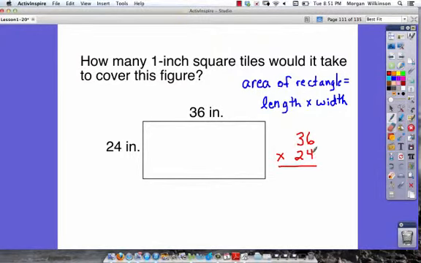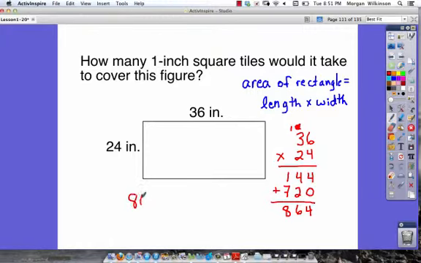Let's go through the math. We've got 4 times 6, that's 24. We're going to carry the 2. 4 times 3 is 12, plus 2 more, gives us 14. We've got 0 as a placeholder. 2 times 6 is 12. We now have 1 carried, and 2 times 3 is 6, plus 1 more gives us 7. We're going to add now. We can see there's no carries, so we can work from left to right, and we get a total of 864.